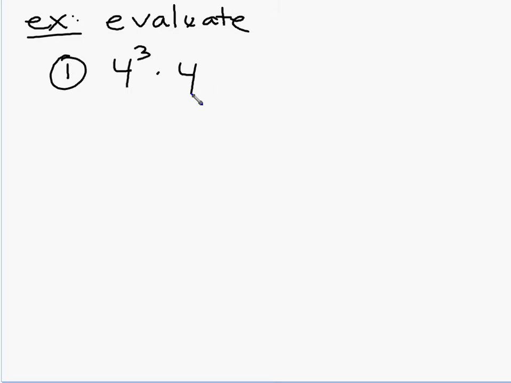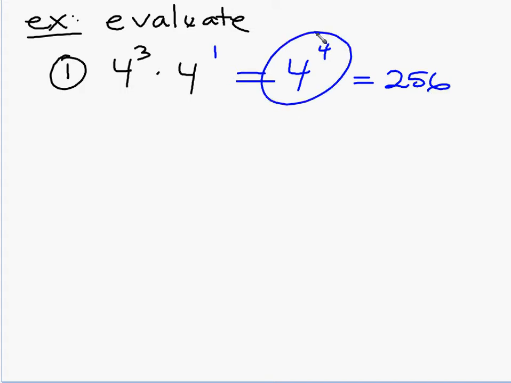Like this one, 4 to the 3rd times 4. Now don't forget, if there's not an exponent written, what is the exponent? 1. This is a 1. So this is the same thing as 4 to the 4th. And then you could just use your calculator from that point on to figure out what 4 to the 4th is. 4 caret 4, that's 256. Okay? But we're wanting to see this intermediate step where we use the properties.